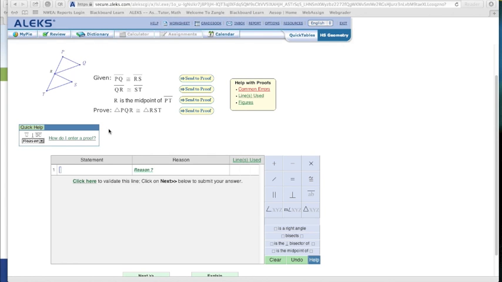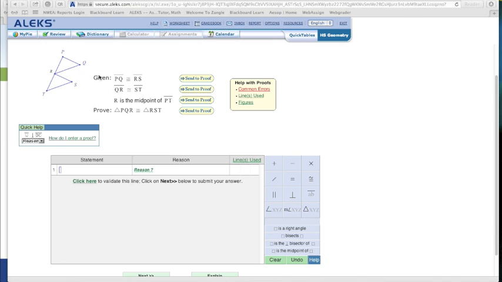In this proof, we want to prove that triangle PQR is congruent to triangle RST. And the given information here is we've got two segments that are congruent to each other. We also have that R is the midpoint of PT. And so we're going to focus on this definition of midpoint to make that the focal point of the proof to help us prove these two triangles congruent.